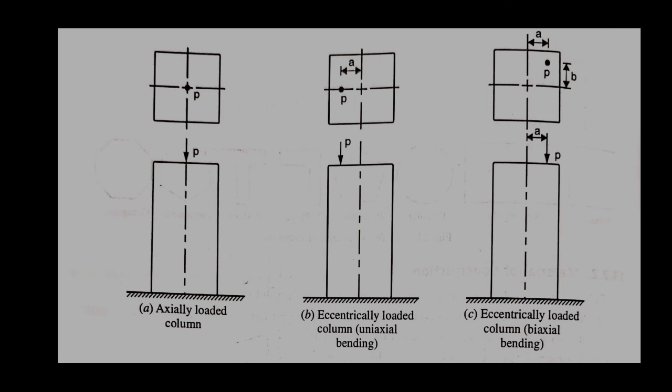But in figure C, you can see the load is acting not on any axis, but anywhere on the cross sectional area of the column. So, in case of figure B, uniaxial bending comes, and in case of figure C, biaxial bending comes.